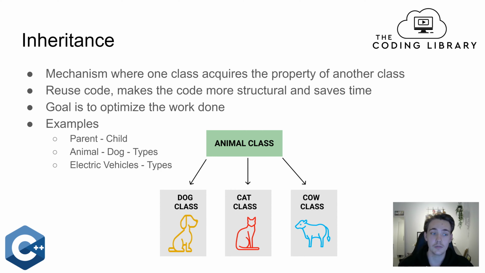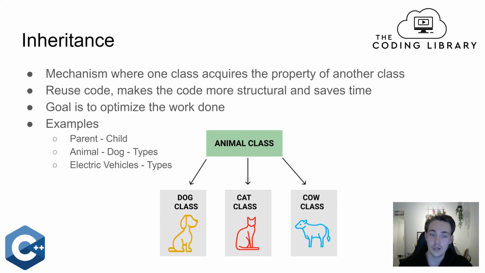Inheritance also makes it possible to reuse code. If we have already implemented an animal class, with for example the name, the age, and maybe the weight of an animal, then we can just derive from that class, and instead of writing the code again, we can reuse that code from the animal class and inherit those properties of the superclass. So it makes the code more structured again and saves time.